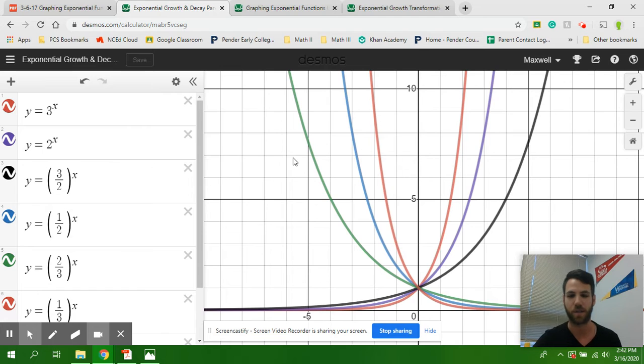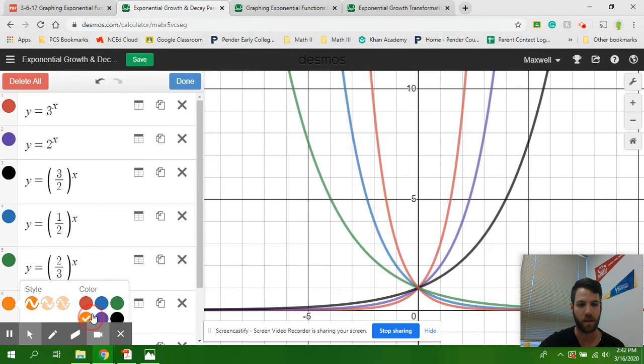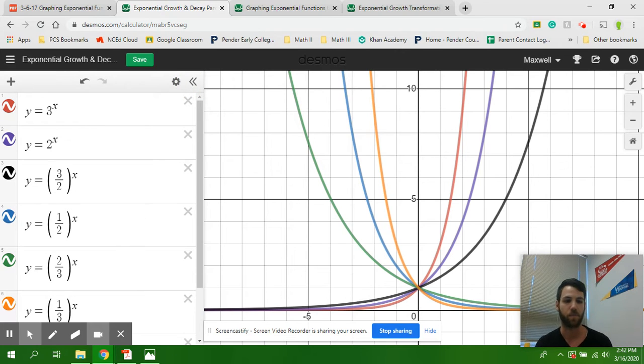And you can see those on screen now. In the first three graphs you can see on screen in this Desmos graph, you'll see that they are growth functions. They are the red, purple, and black functions on screen. They are really close to the x-axis on the left and then grow really fast as it goes to the right. The three functions on the bottom of these six, the blue, green, and orange functions, have really big y values on the left and then get smaller and smaller and smaller.